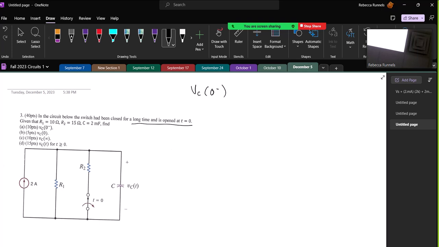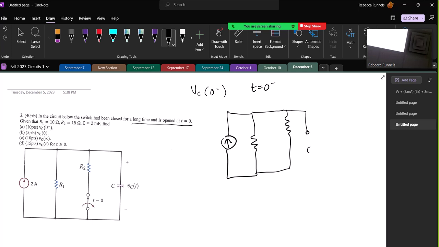So at 0 minus, we know that it had been closed for a long time. That means under DC conditions, a capacitor, given enough time, is going to act like an open circuit. So I want to draw the circuit at t equals 0 minus, and the capacitor will act like an open circuit. And I need to find what that voltage is, VC of 0 minus. Well, this is pretty easy. I have a 2 amp current source here.